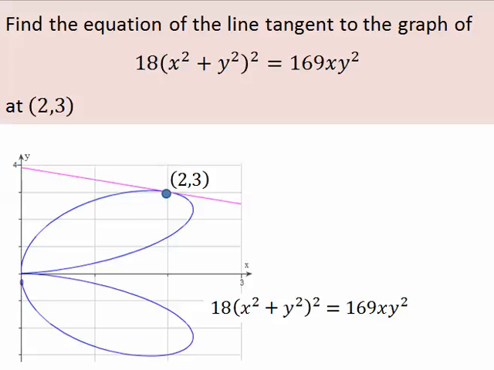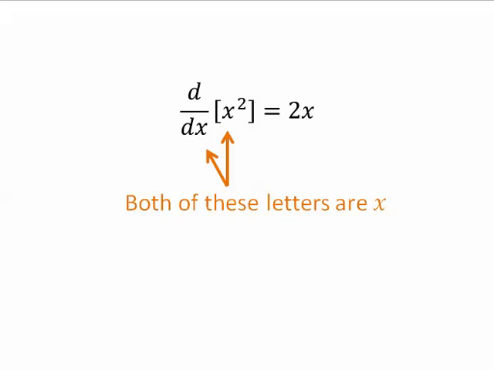3.7.26. In order to find the equation of the line tangent to the graph at the given point, I'm going to have to use implicit differentiation. Implicit differentiation is kind of a fancy word, but really all we're doing is the chain rule. Notice this derivative. Let's just look at it.